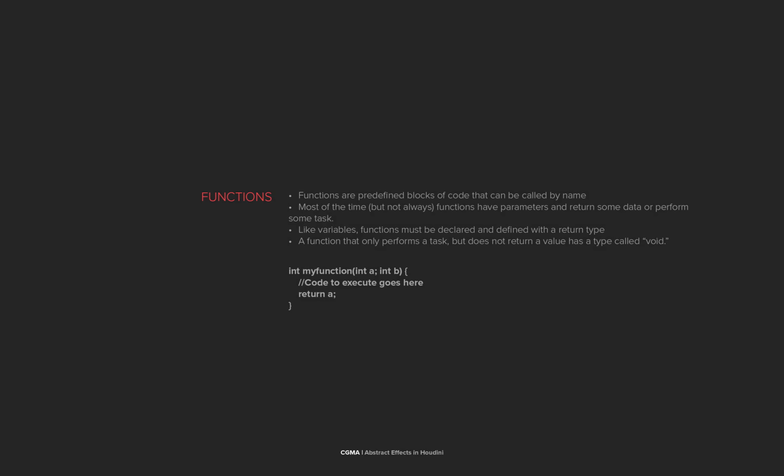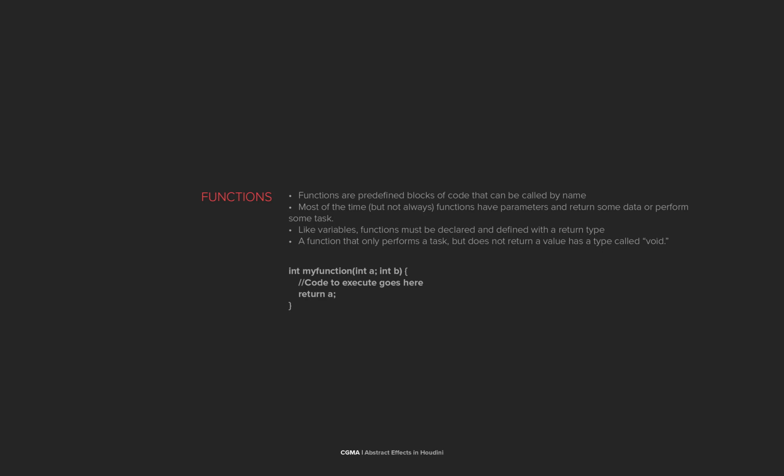Functions are predefined blocks of code that can be called by name. Essentially, a function is just a group of code or a task that you can define ahead of time, and instead of writing the 10, 20, or 50 lines of code that made up that function, you simply call the function by its name and you input the parameters that that function needs to execute, and then it simply executes that function and either performs its task or returns some value.